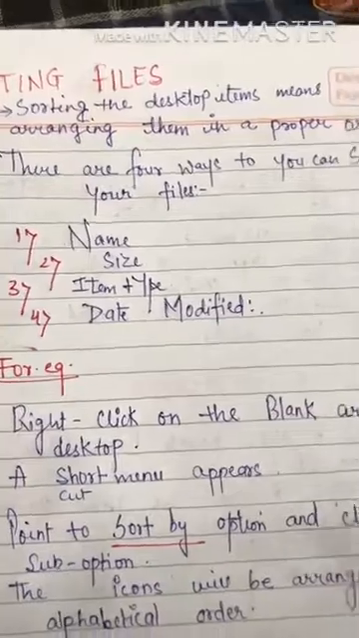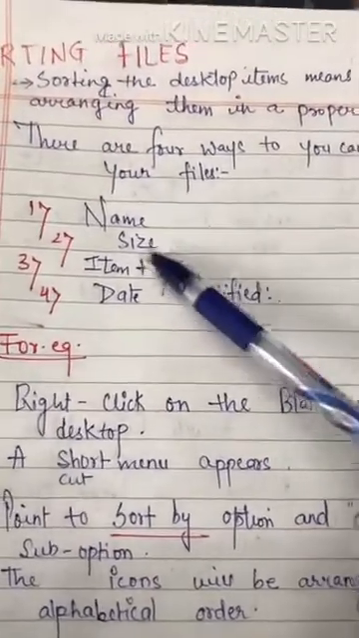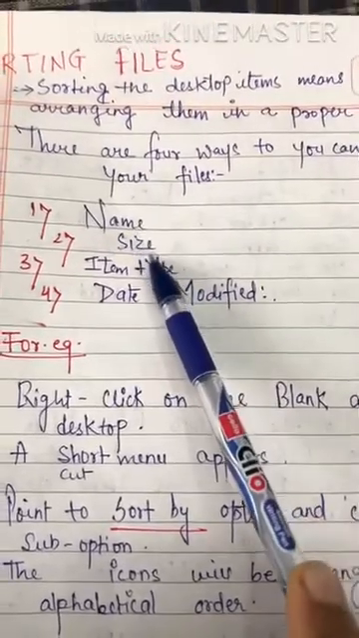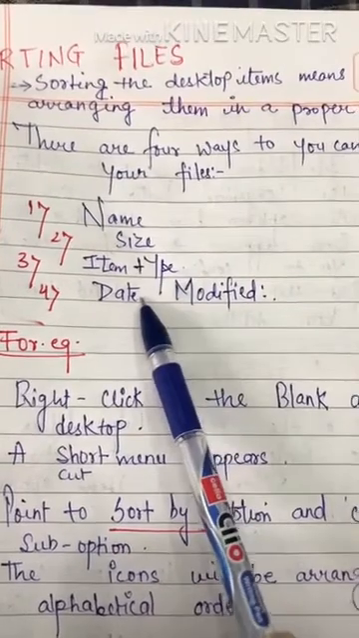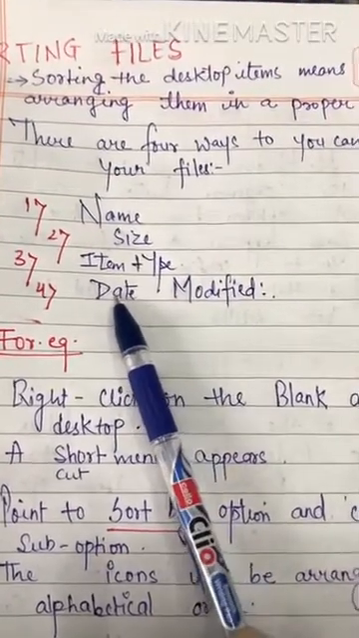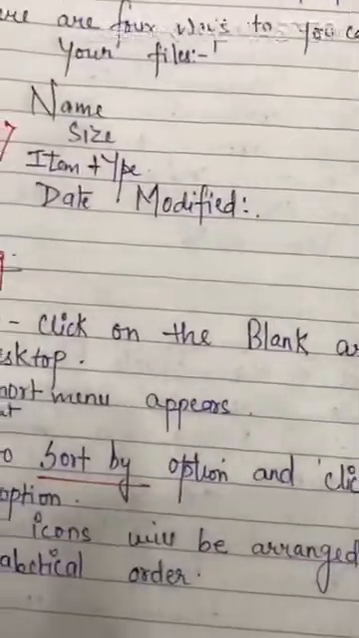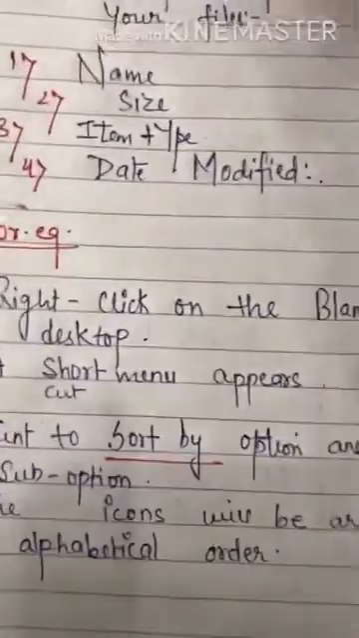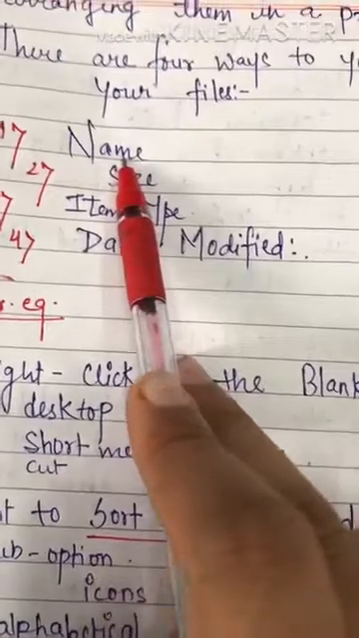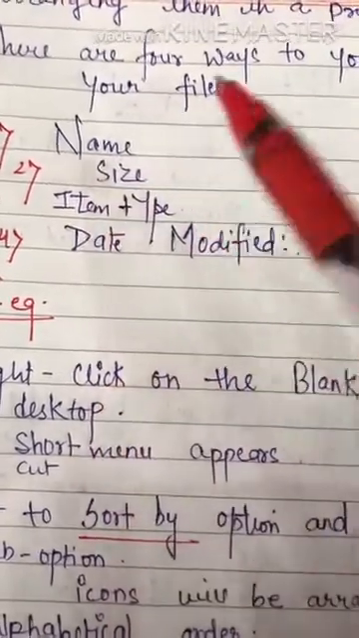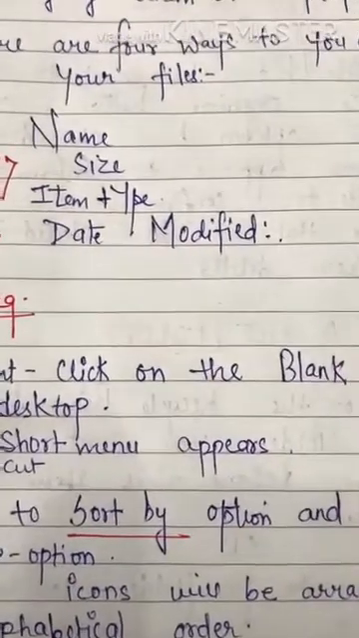So there are four ways you can sort a list of your files. First, name. Second, size. Third, item type. And fourth, date modified. Let us start with name. Name means ordering files alphabetically by file name.